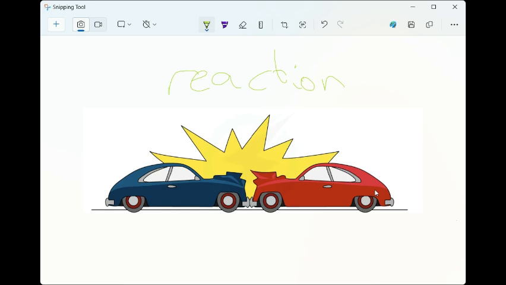And the main thing is collision theory. So collision theory explains how a reaction actually takes place. For a reaction to take place, the reactant particles must collide with each other with enough energy. So just that, right? They need to collide with each other with enough energy.